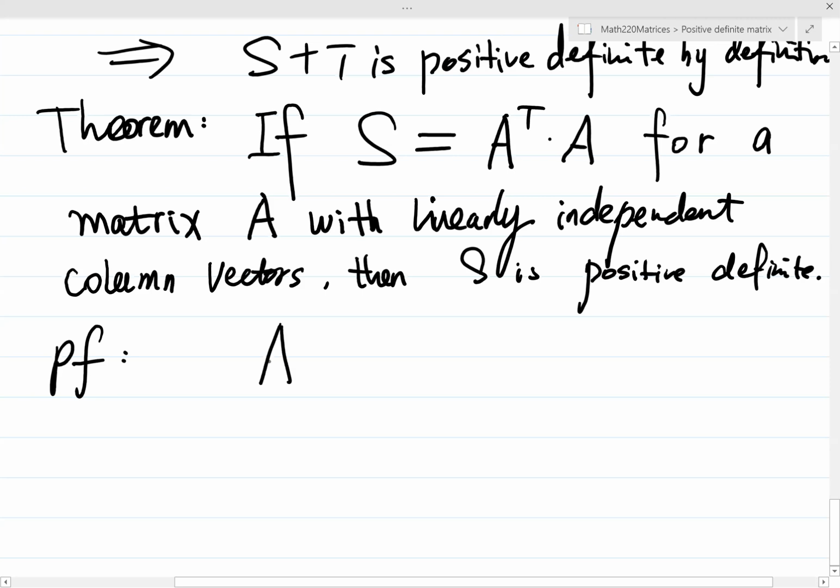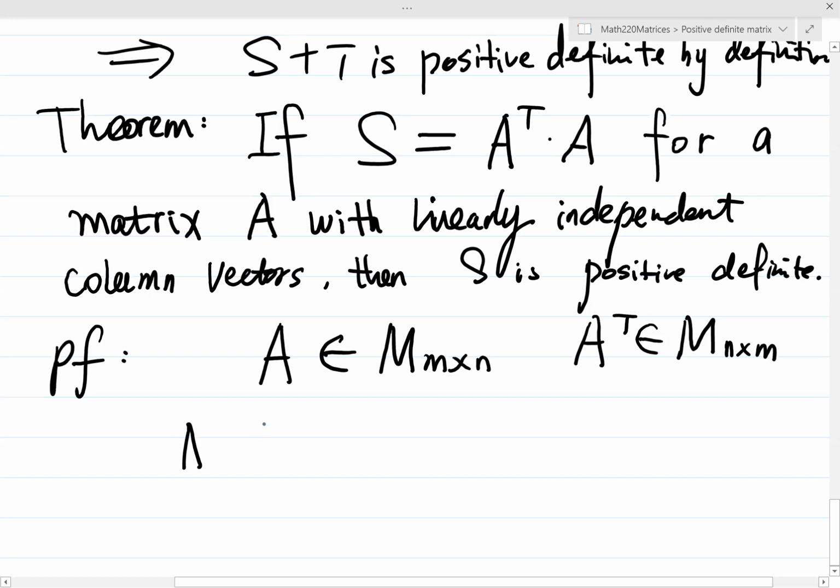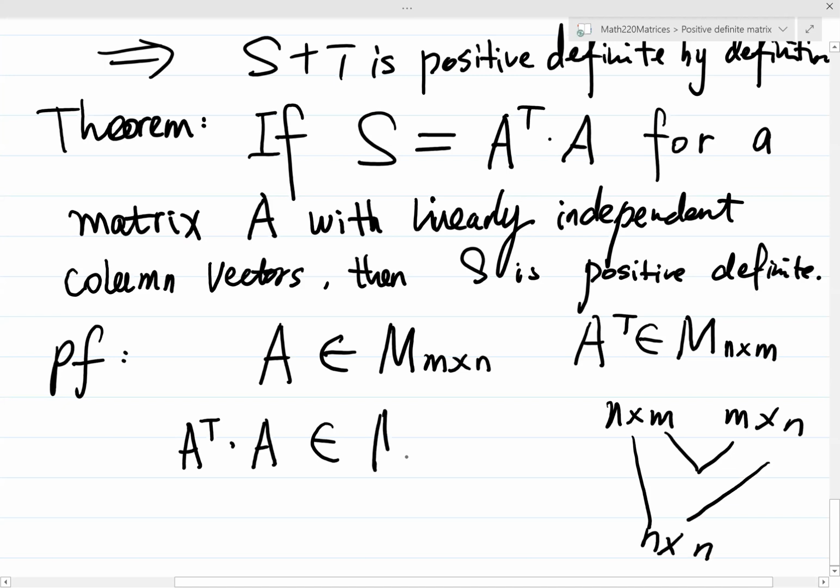Suppose we write A as an m row, n column matrix. Now A transpose flips rows with columns, so it is n rows, m columns. So A transpose times A is n times m multiplied by m times n; the m's cancel out, so we have an n by n matrix.